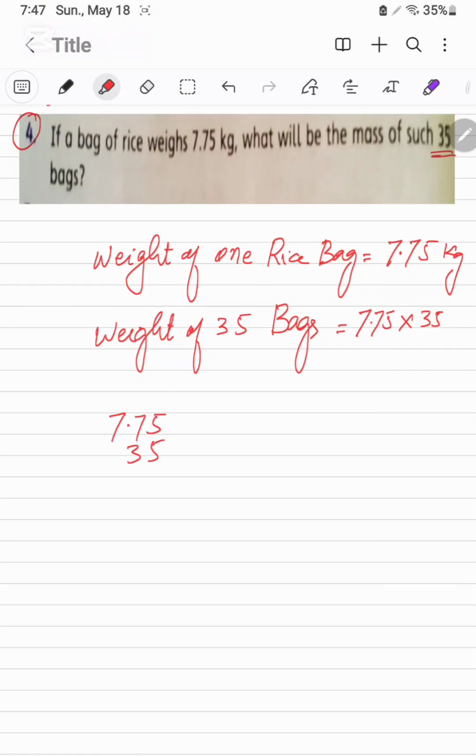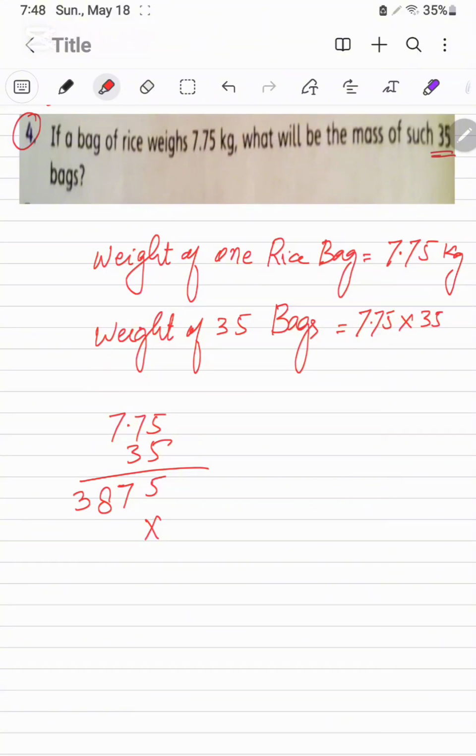7.75 will be multiplied by 35. 5 5s are 25. 2 carries will be here. 5 7s are 35 plus 2 it will be 37. 7 will be placed here and 3 will be as a carry on this place. 7 5s are 35 plus 3 it is a 38.